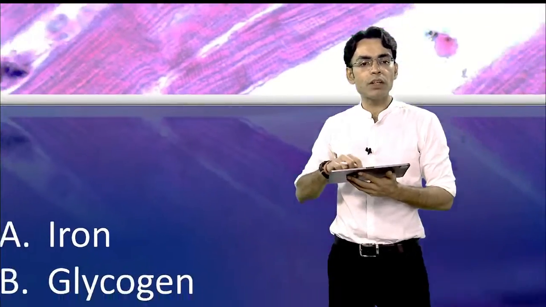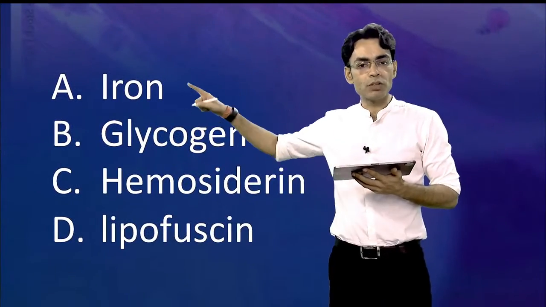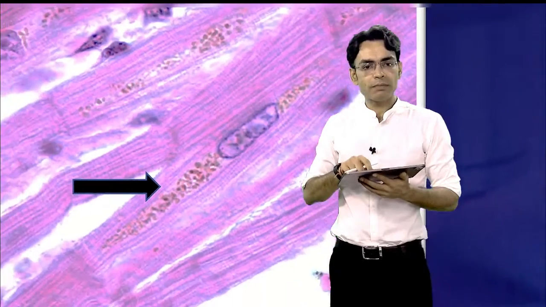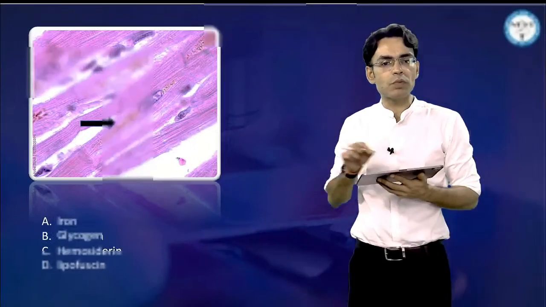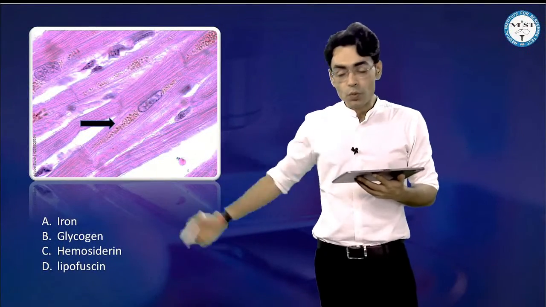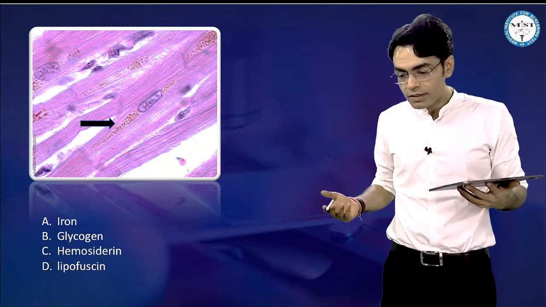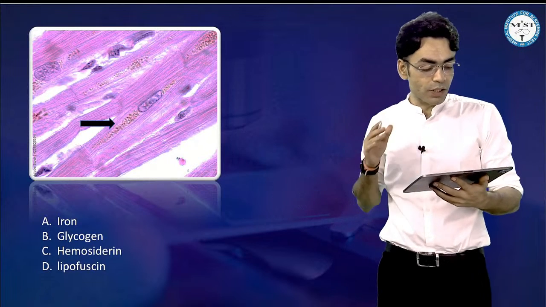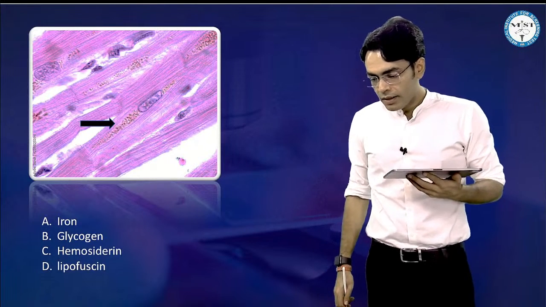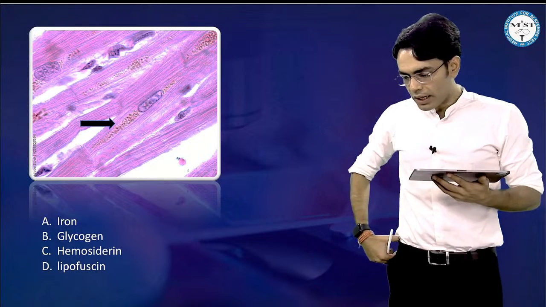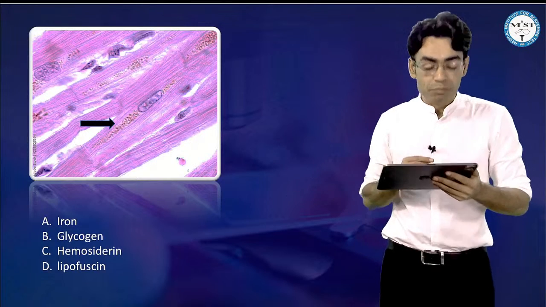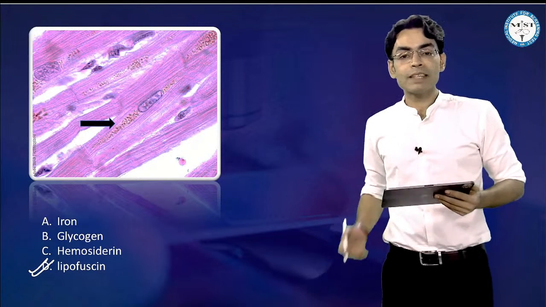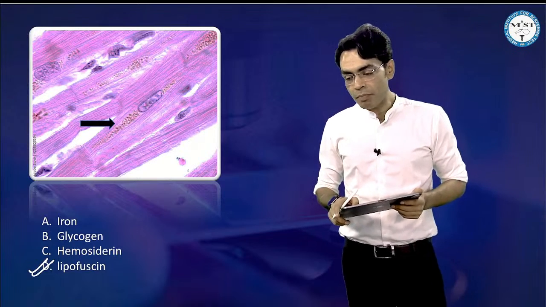What is this? See the options. In the options, we are already talking about the pigments, okay? So see it. Where is the pigment? This is the nucleus, around the nucleus. So obviously the pigment which we have is around the nucleus. What is the pigment which we have around the nucleus? Yes, you are right. Very good. Now you are coming to this question. Thank you very much. This is your lipofuscin, the perinuclear pigment we have.